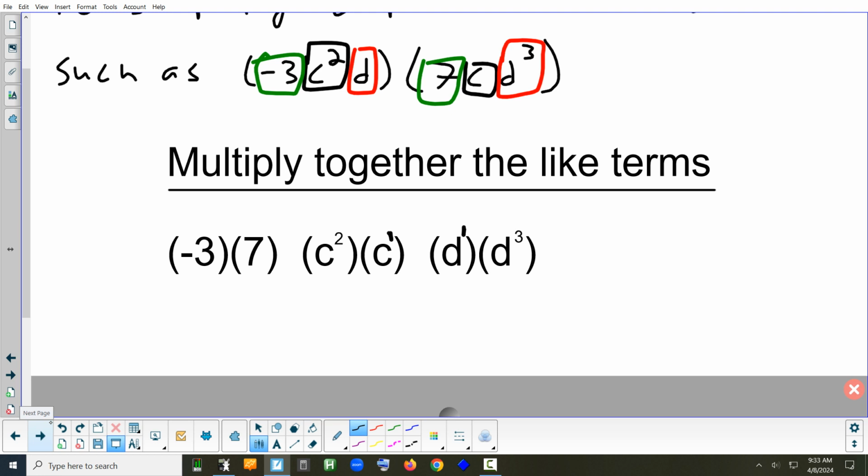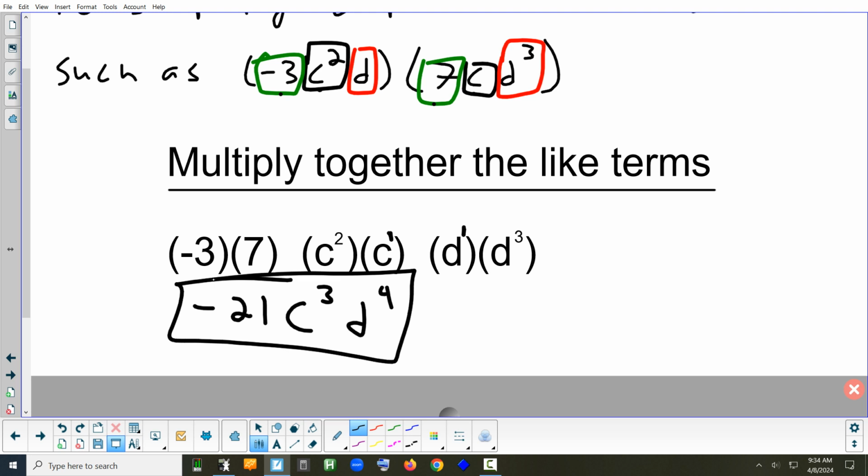Okay, let's try this one and see what we get. What's negative 3 times positive 7? Negative 21. Okay, negative 21. What's c to the second times c to the first? C to the power of 3. Yep, c to the third. And what about d to the first times d to the third? D to the fourth. Yep, d to the fourth.